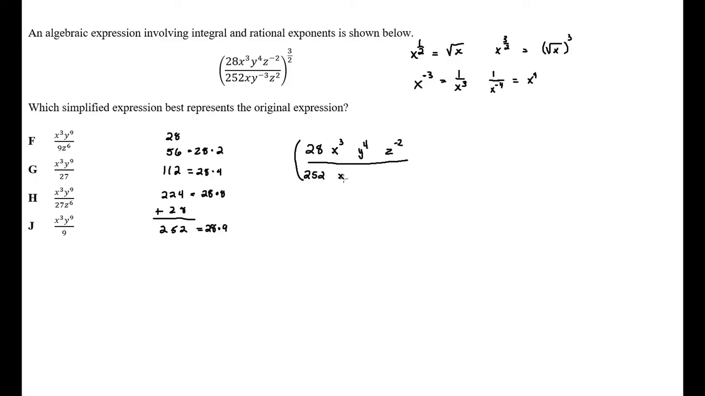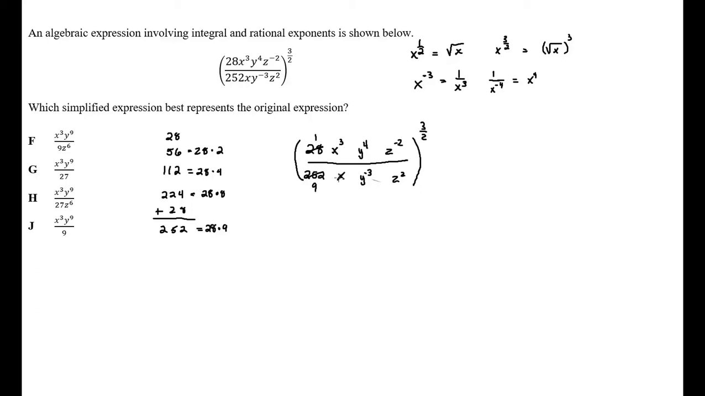I have an x. I have a y to the negative third power. Whoops, a little bit of a glitch there. So this is going to be y to the negative third power. And then I have a z squared. And again, all of this is raised to the 3/2 power, which we'll take care of last. All right, so 28 over 252, we already know that this is going to reduce to 1 over 9.